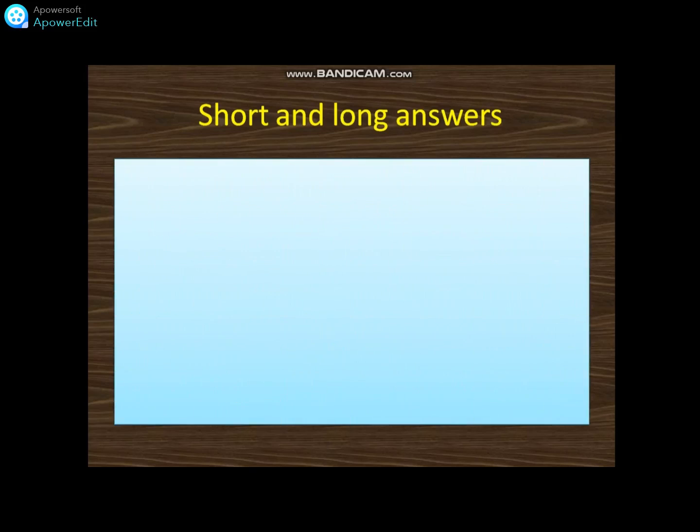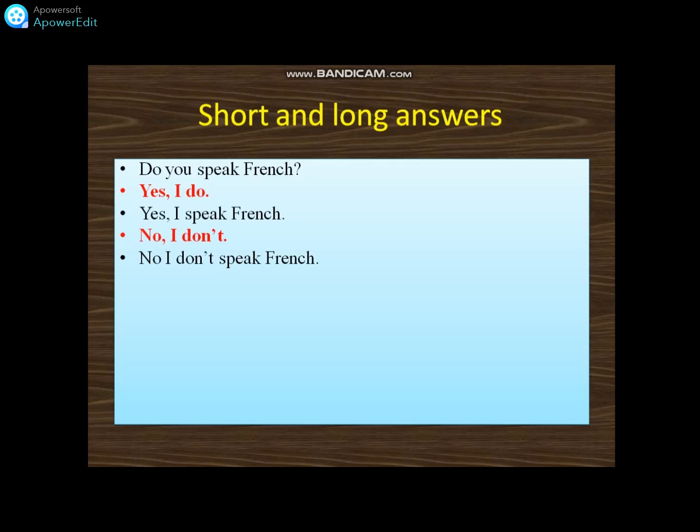Great. So, look at this question. Do you speak French? So this question has two possible answers. Either you say, yes, I do. This is a short answer. Or long answer, yes, I speak French. You can say also no, and it's going to be, no, I don't. Or, no, I don't speak French.